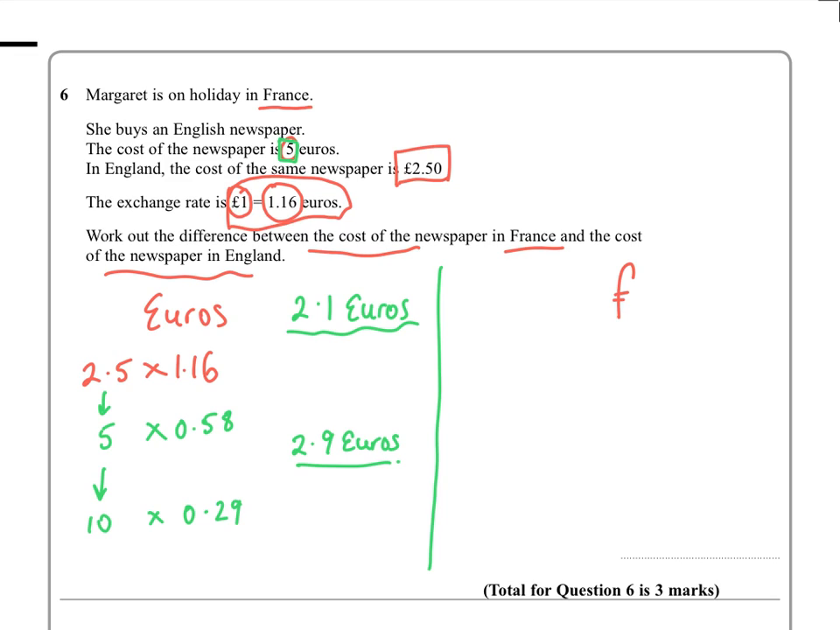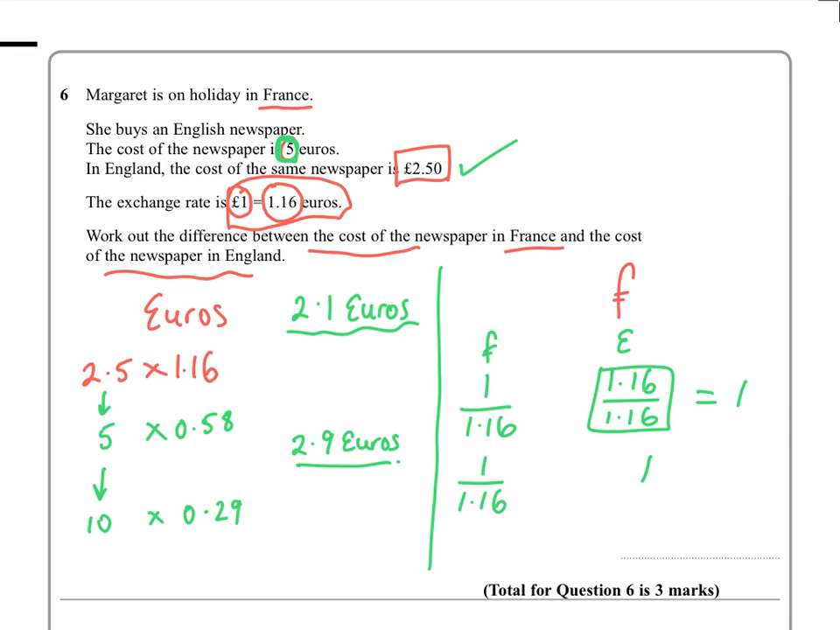Well, we know the newspaper is £2.50, but it's €5, you see. Now this is harder, so if you watch this, £1 is 1.16 euros. So if we divide both sides by 1.16, that will give us what €1 is. So €1 is 1 divided by 1.16, and I'm not going to try that without a calculator, I promise you that, so we don't need to.